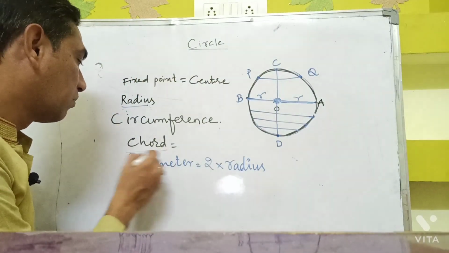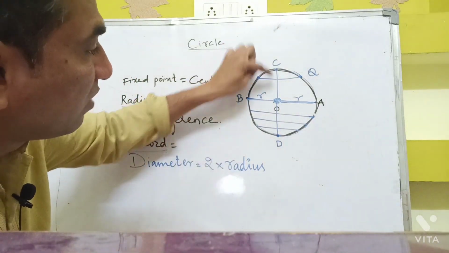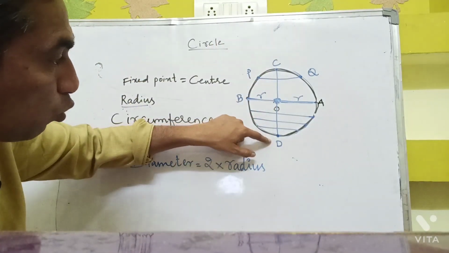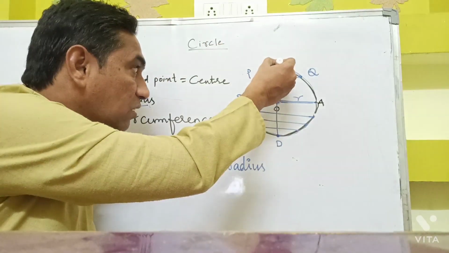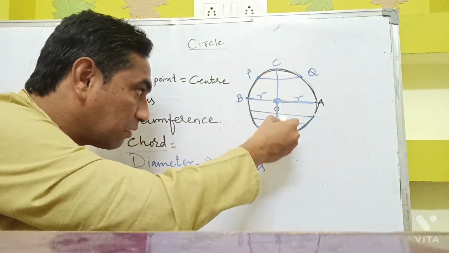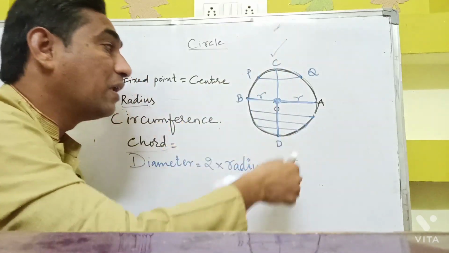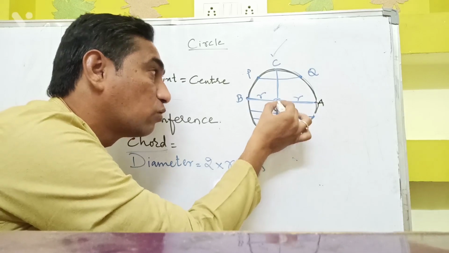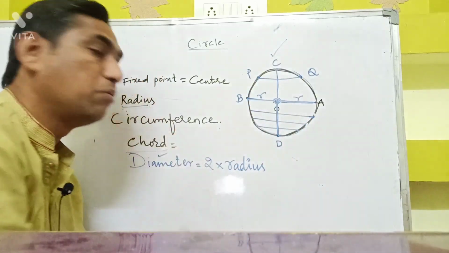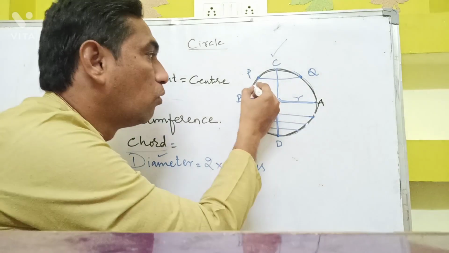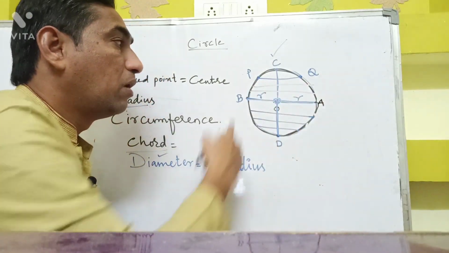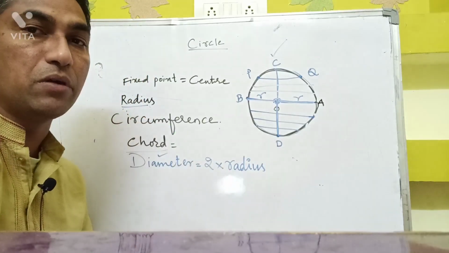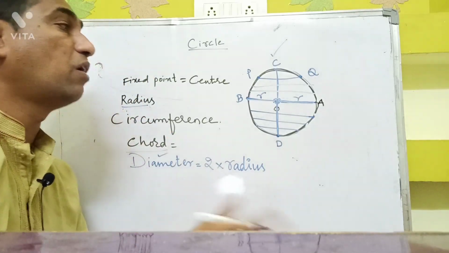Next, chord. A line segment joining two points on the circle. Here, look at C and D. C and D are two points on the circle, which I joined with a line segment. This is called a chord. But this chord CD is passing through the center, so CD is called the diameter. Here we have so many chords, but we don't call all these chords diameters. Which chords are called diameters? A chord which passes through the center.